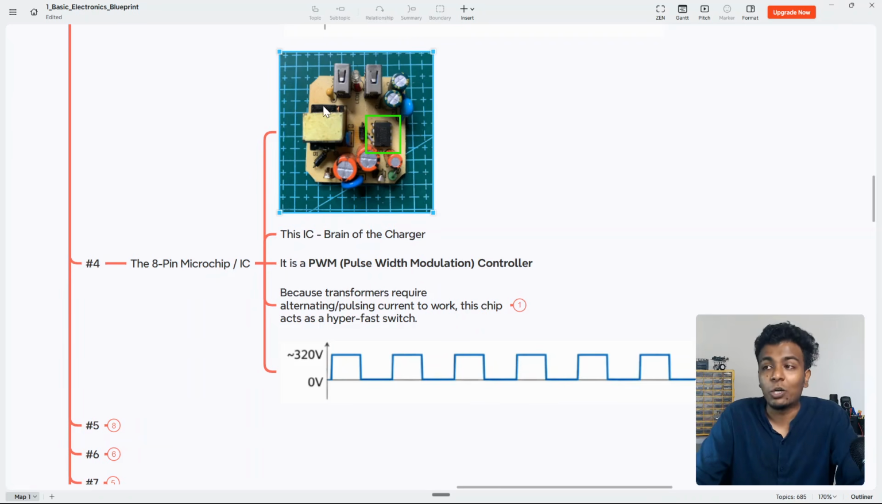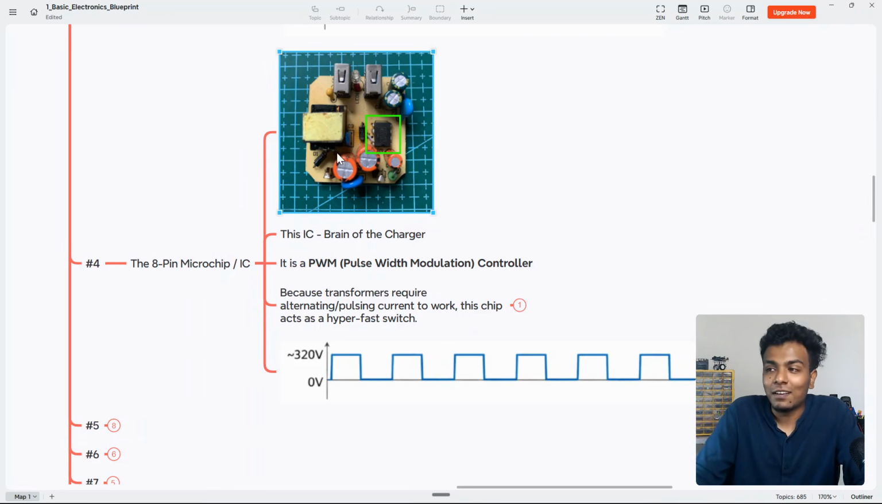Remember, here we are going to use the transformer, guys, because up to now we are working with very high voltages like 230 volts AC. So what we need to do is step it down to 5 volts, because if we give 230 volts to the mobile or something, it can't handle it. So we need to step it down.